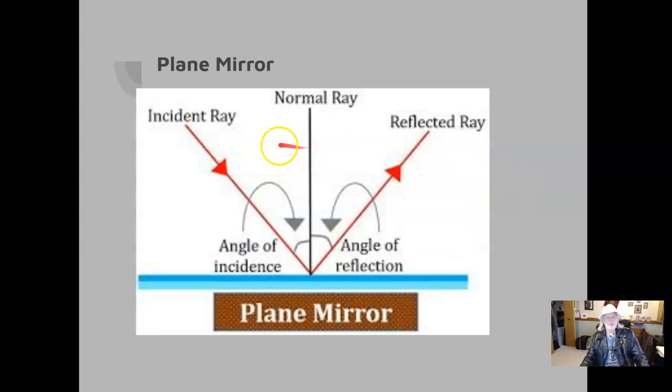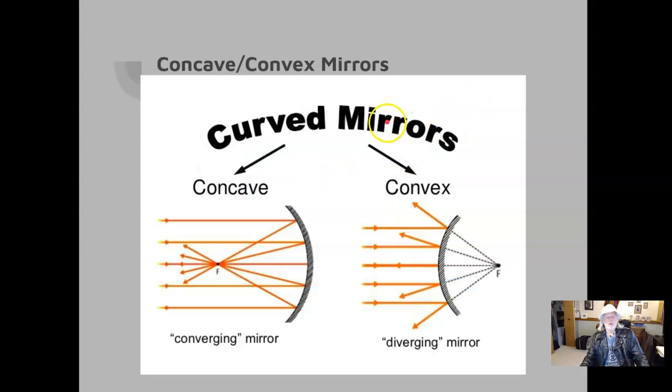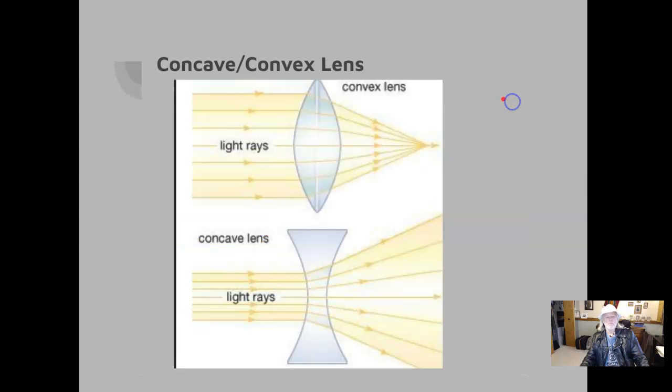Go through your mirrors. Plane mirror, the angle of incidence equals the angle of reflection. Our curved mirrors are concave and convex. This one's used for magnification. This one gives you a greater field of view. Our concave and convex lenses: our convex is our eye, and it also gives you a magnified image, and a concave lens spreads the light out.